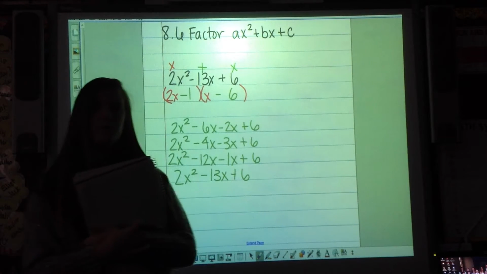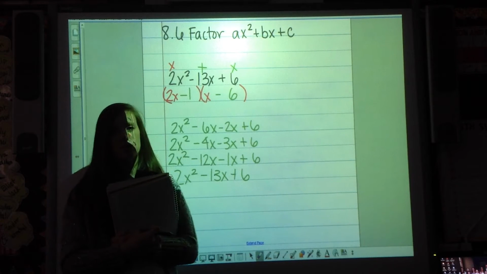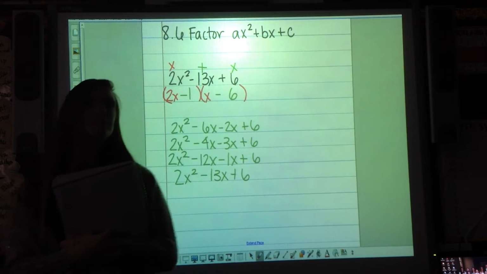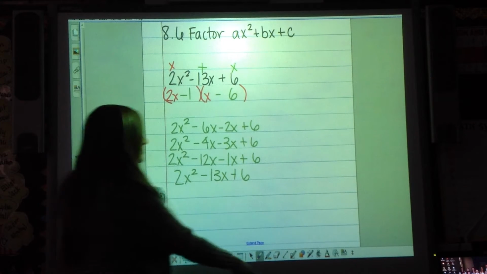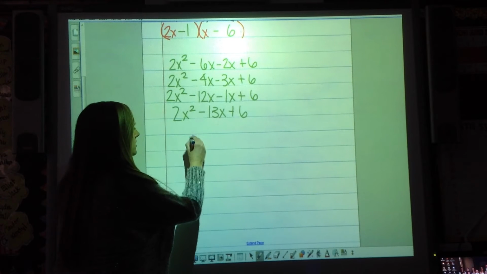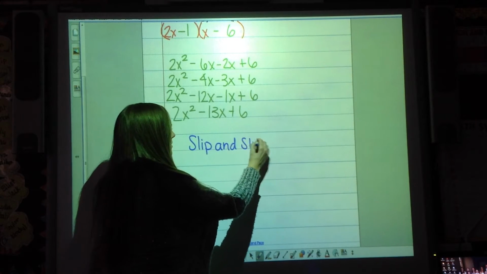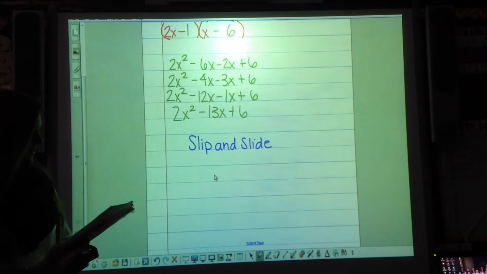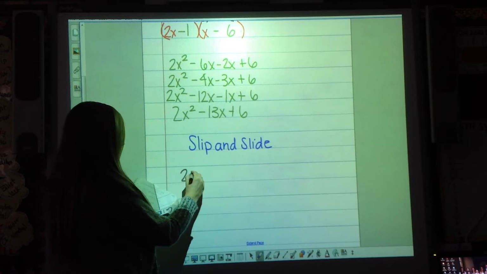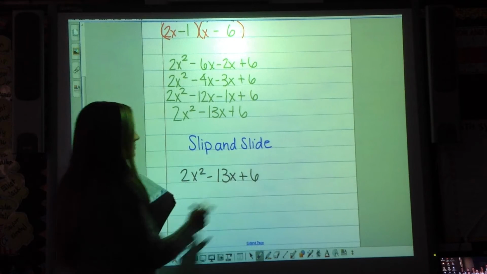Now that took quite a bit of guessing. If you like this method, you're welcome to use it, but I have another method that has less guessing, and this is called the slip and slide method. Okay, so I'm going to take that same problem. That problem was 2x squared minus 13x plus 6.